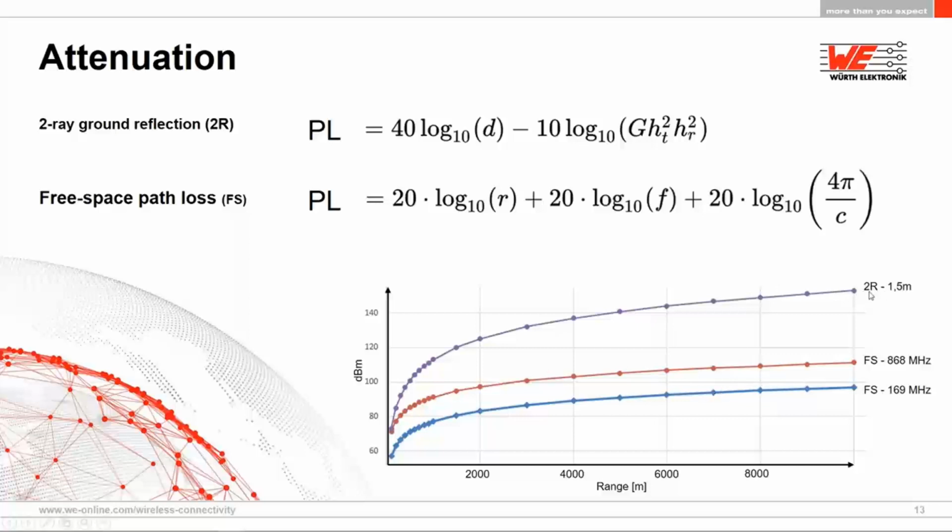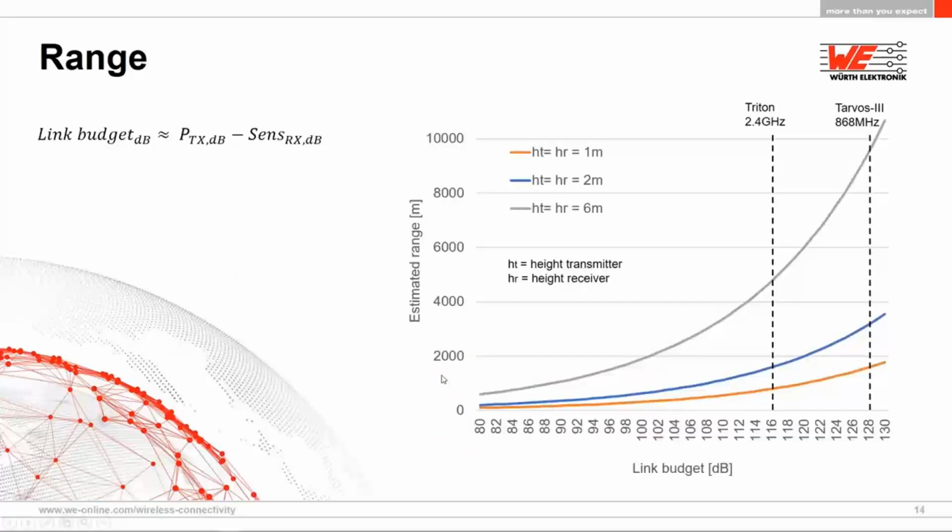Therefore, we use the two-ray ground reflection model or formula at 1.5 meters antenna height, and then the picture looks quite a bit different. With around about, say, 100 dBm that we have available, we are just down to a few hundred meters at best. And that is what actually interests us here as engineers in the SRD range.